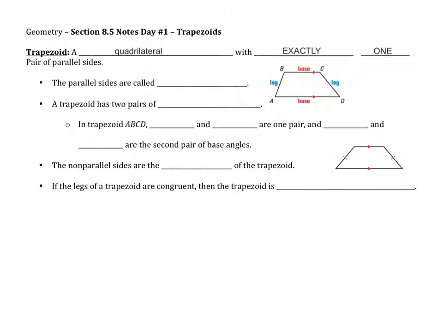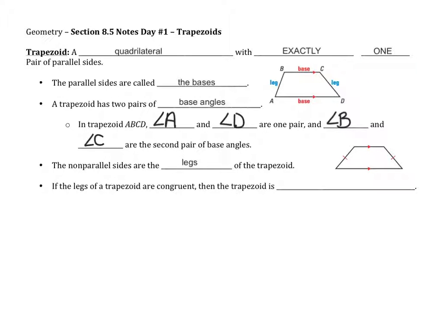The parallel sides are called the bases. A trapezoid has two pairs of base angles. So looking at this diagram, the two parallel lines are the bases, and then in trapezoid ABCD, angle A and angle D are one pair of base angles, and angle B and angle C are the second pair of base angles. So again, angle A and angle D are one pair, angle B and angle C are the second pair of base angles. The non-parallel sides are called the legs of the trapezoid.